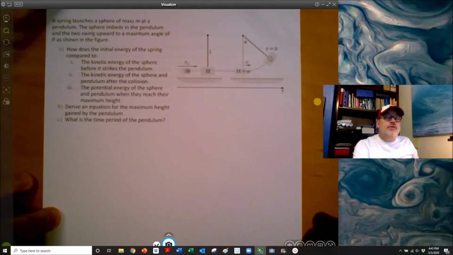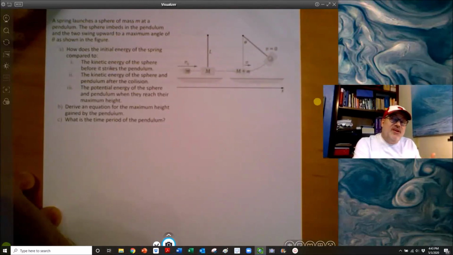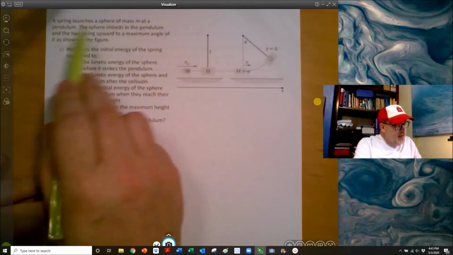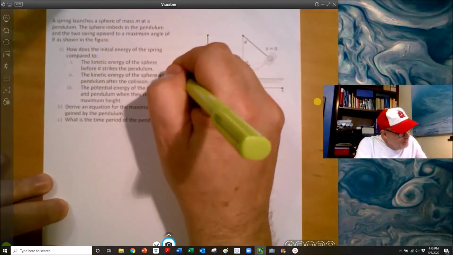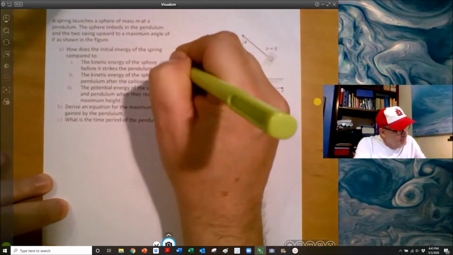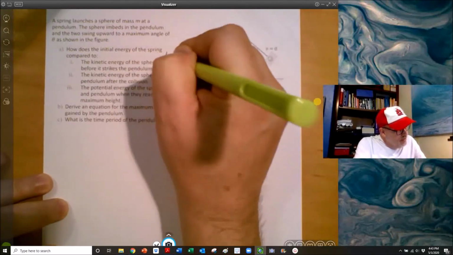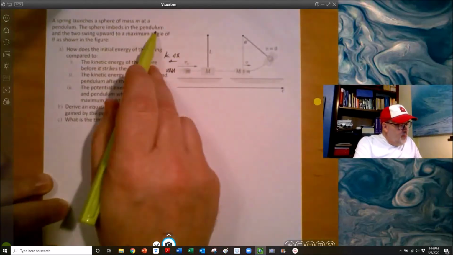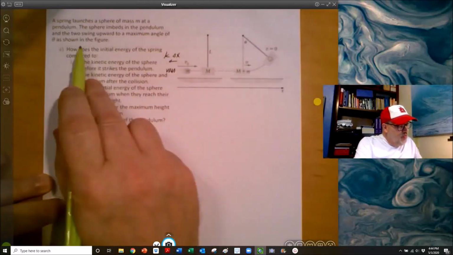And now let's look at some more complicated or involved questions that will be something like you might see on the AP exam. So we have a spring that launches a sphere of mass m at a pendulum. So there must be a spring back here that must have been compressed to delta x, and it has a spring constant of k. The sphere embeds in the pendulum and the two swing upward to a maximum angle as shown.